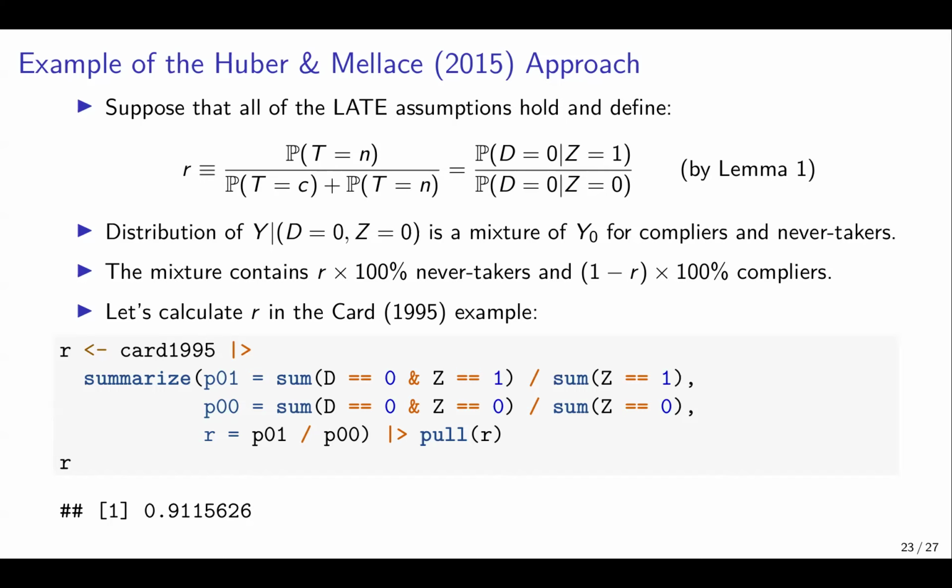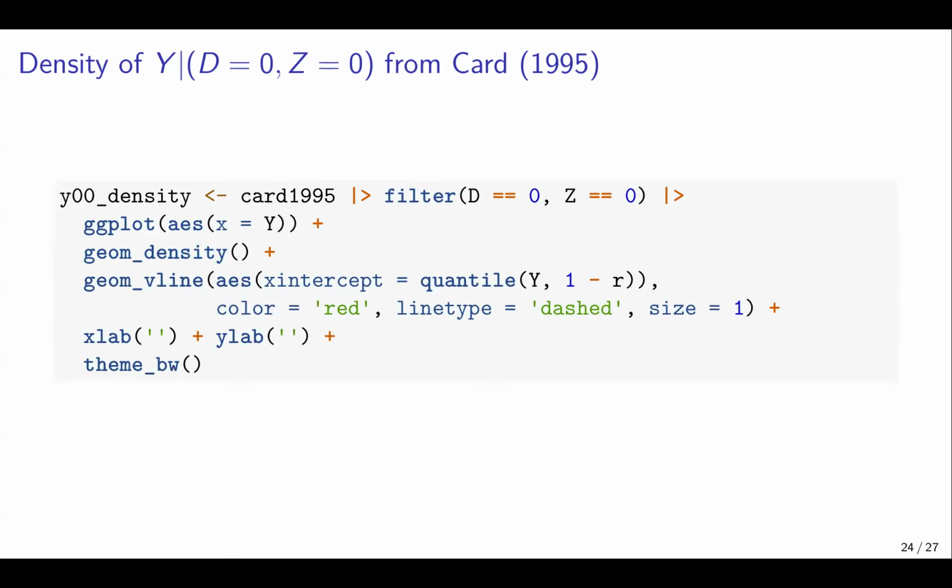What does that tell us? It tells us that among the people with D is 0 and Z is 0, about 91% of them are never takers. All right, so we now know among the people with D is 0 and Z is 0, what share are never takers and what share are compliers. It's mostly never takers in this Card example.